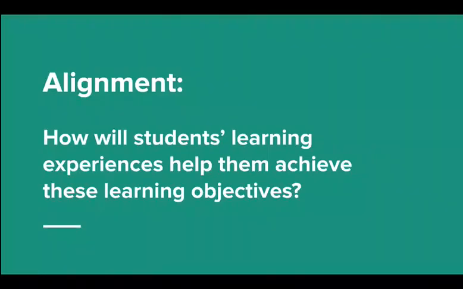So this question of the words we use leads us to the question of alignment. So alignment is thinking about how students' learning experiences will help them achieve these learning objectives. So how will their learning experiences in the course, that is assessments or instruction, lectures, readings, course content, everything, help them get to the point where they achieve these learning objectives by the end of the course.